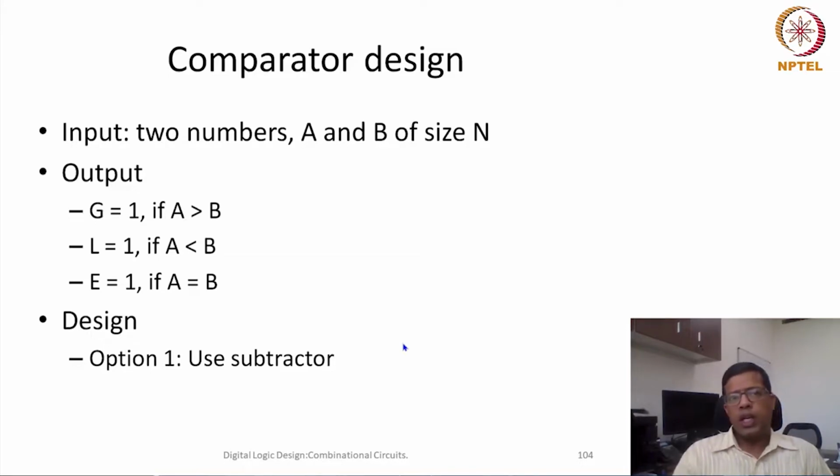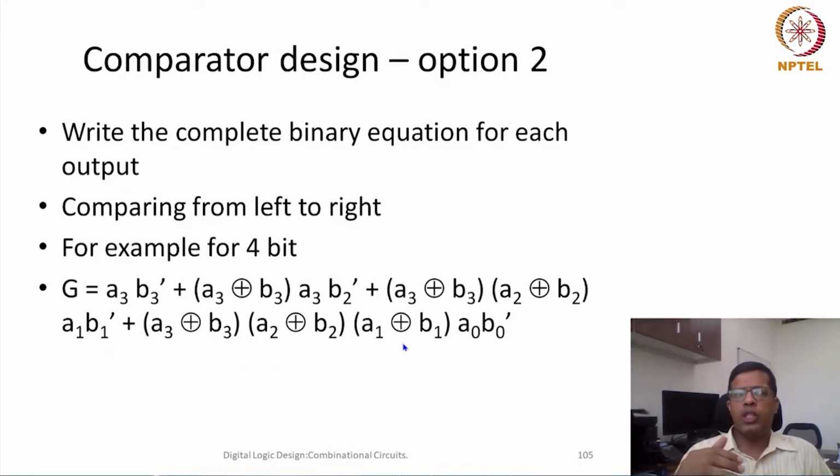Okay, so what could be the other alternative way? For that, we have to see how we used to compare two numbers when we were in elementary classes. We used to compare from left to right, and if a particular bit on the left is 1 and the corresponding bit in the second number is 0, then we declared that the first number is bigger, or whichever number has the first bit as 1 is the bigger one.